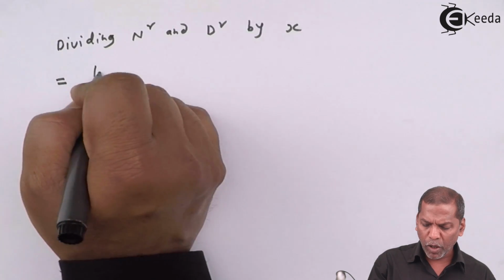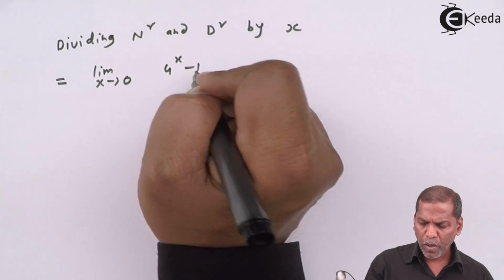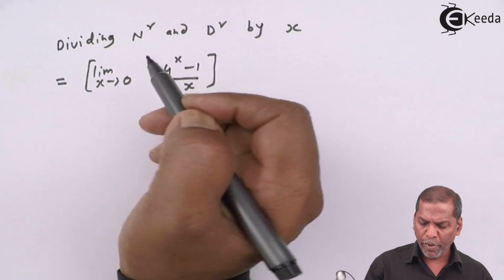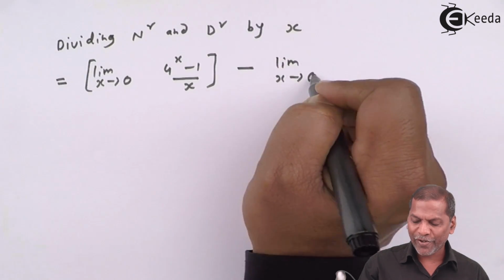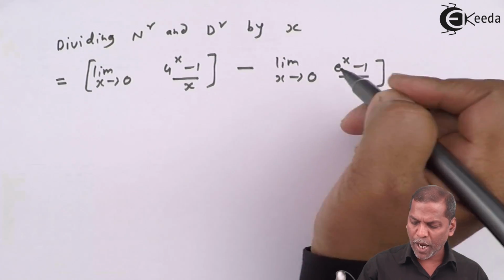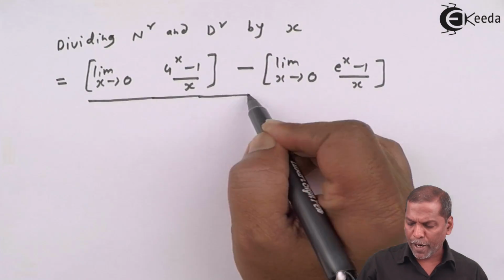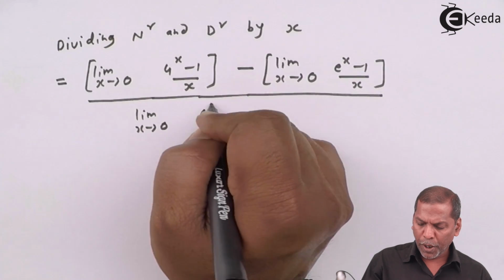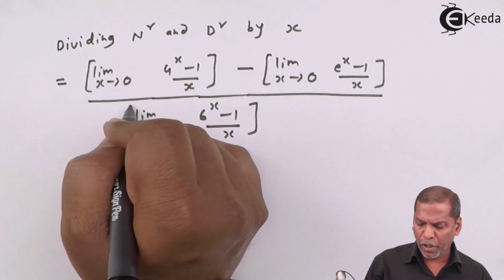So that is equal to limit x tends to 0 of (4 raised x minus 1) upon x as one limit, then minus limit x tends to 0 of (e raised x minus 1) upon x as a second limit in the numerator, and the whole thing divided by limit x tends to 0 of (6 raised x minus 1) upon x as a third limit in the denominator.